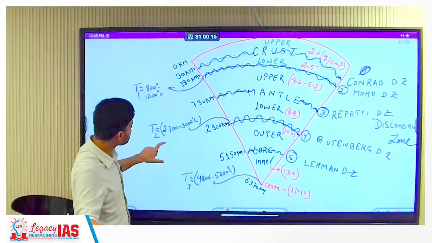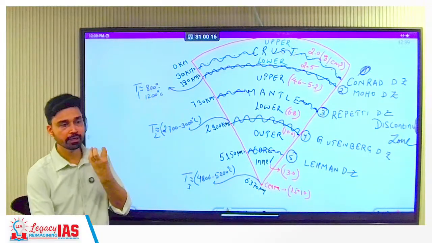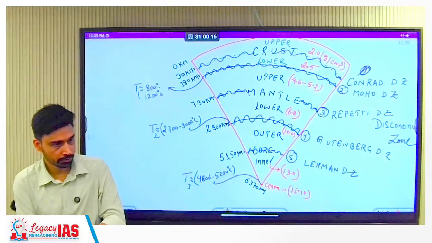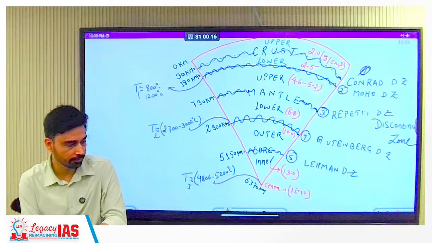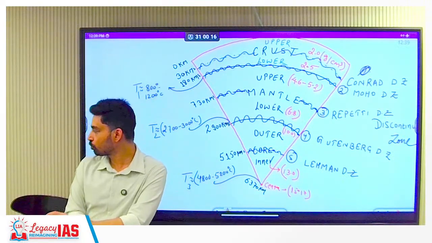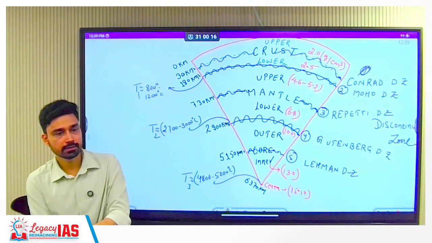Now see, two things we see. First of all, temperature is increasing. That means we know for sure that inside the Earth it is very hot. So if it is very hot, there must be some source of heating. So what is the source of heating? That we have to describe. We can write the sources of heat inside the Earth. Heading we can give is source of heat inside the Earth.